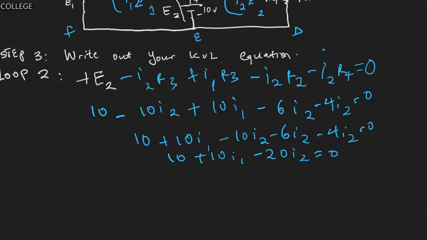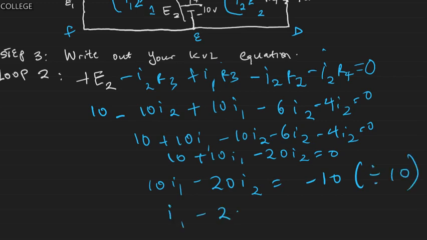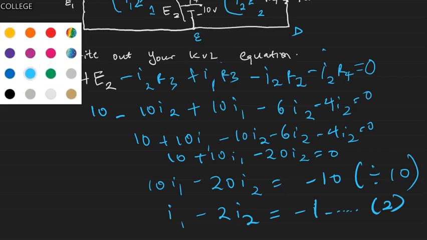So we have 10i1 minus 20i2 equals minus 10. We divide all through by 10. We have i1 minus 2i2 equals minus 1. So let's label this equation 2. Recall, we've already derived our equation 1 before now.